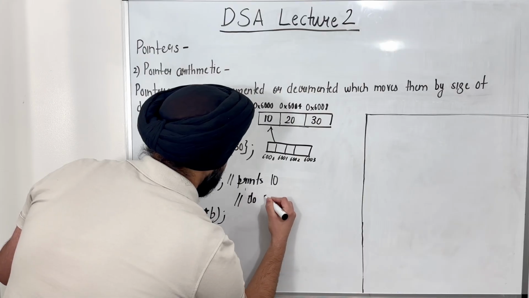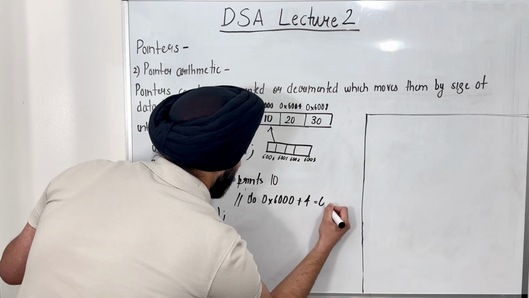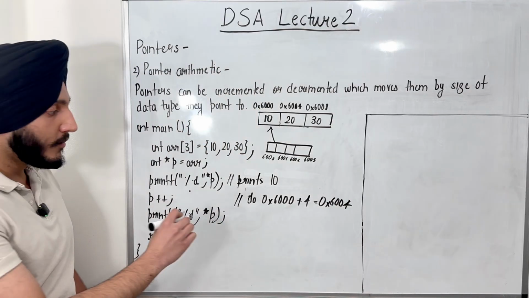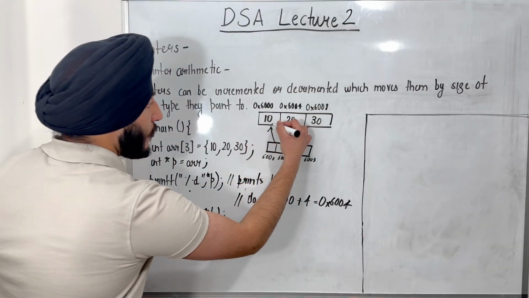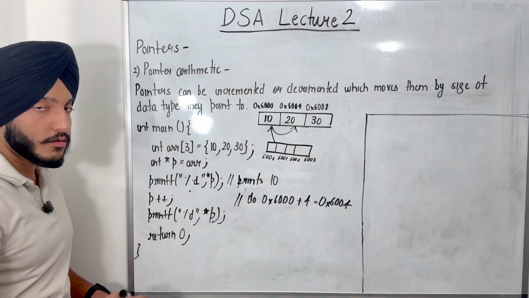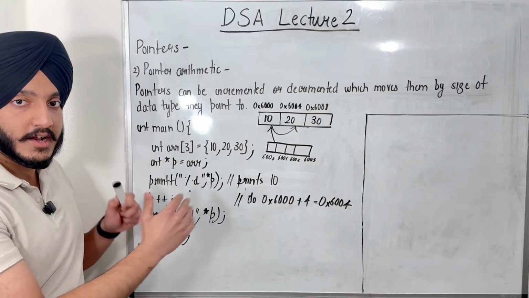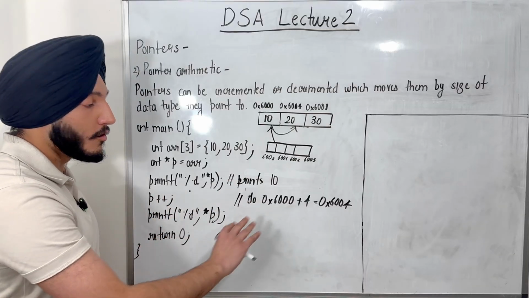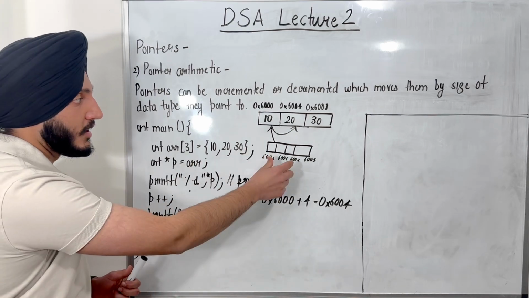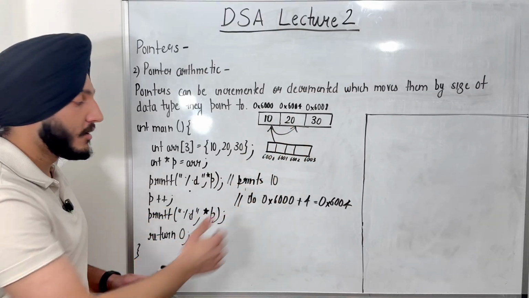So in this case, when I do p++, this would basically do 0x6000 plus 4, which is equal to 0x6004. In very simple terms, it would go from this 10 to the 20 over here. So p++ would basically move by whatever space that data type requires. Since integers require 4 bytes, it's going to move ahead by 4 bytes inside the memory. So now the address would actually point to the value 20 inside the memory.